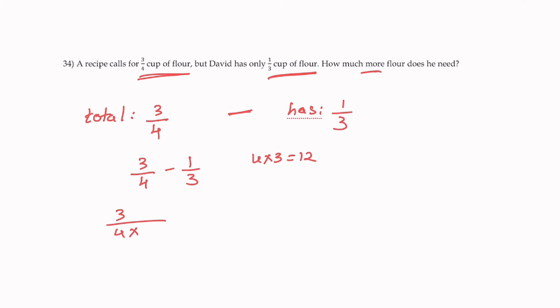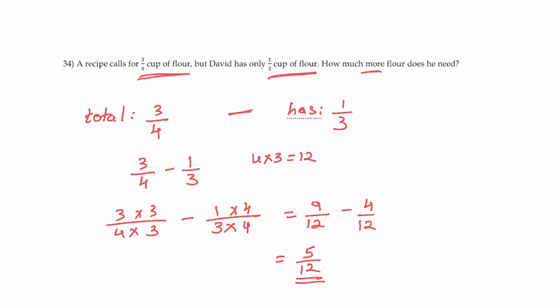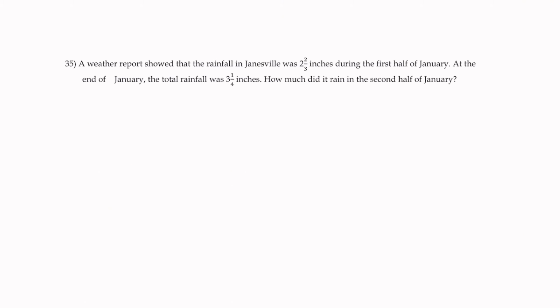3/4 times 3, 3 minus 1/3 times 4, 4, which is equal to 9/12 minus 4/12, and that is 5/12. So that's what he needs more. This is the amount of flour that David needs. Aren't they simple? The next one.